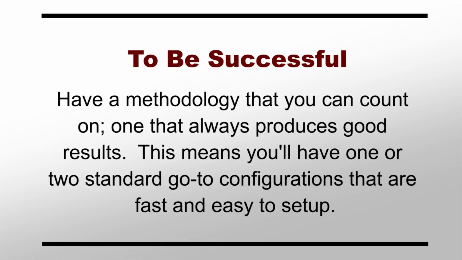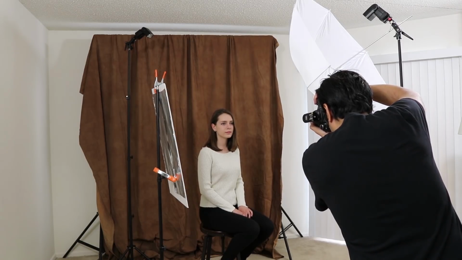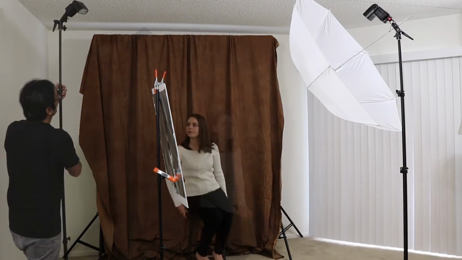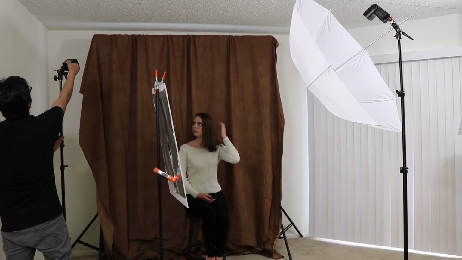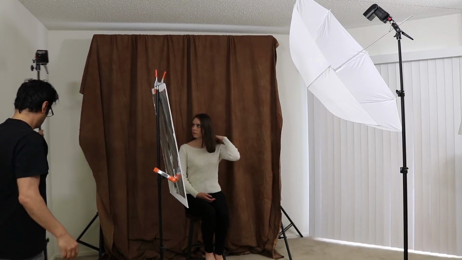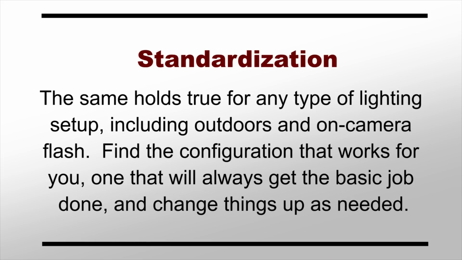This usually means you'll have one or two standard go-to configurations that are fast and easy to set up. The position and distances of your lighting and subject, your camera settings, background placement, everything the same every time. Then adjust to tweak things or break away from the standard setup after you get the shots you absolutely need. And this holds true for any type of lighting setup, including outdoors and on-camera flash.